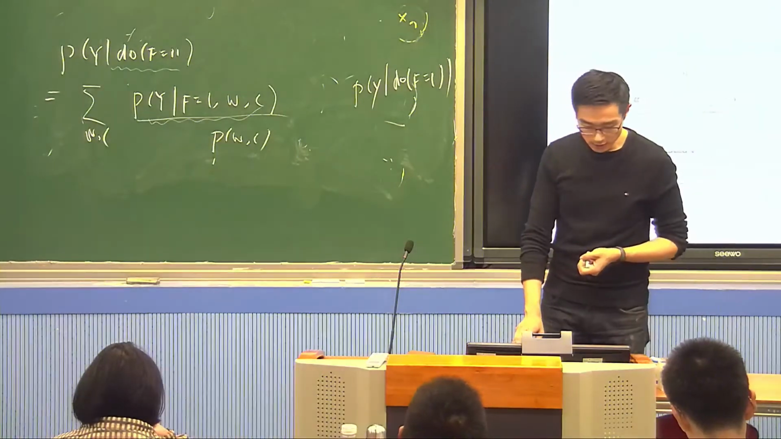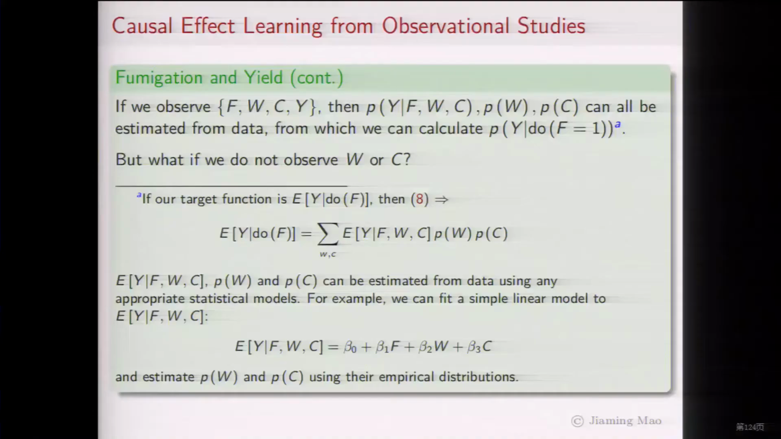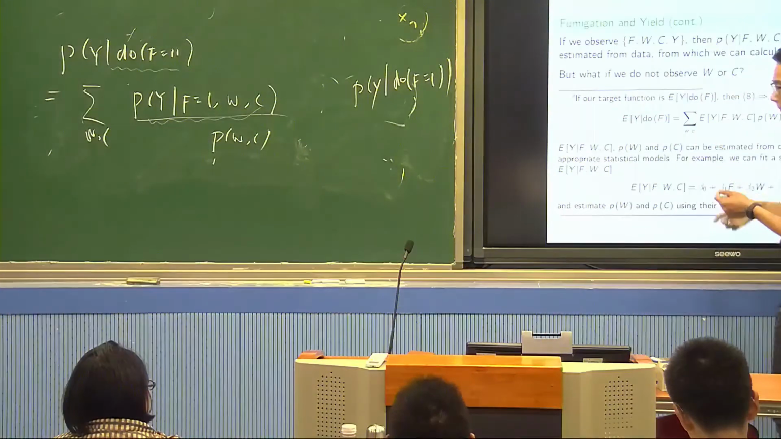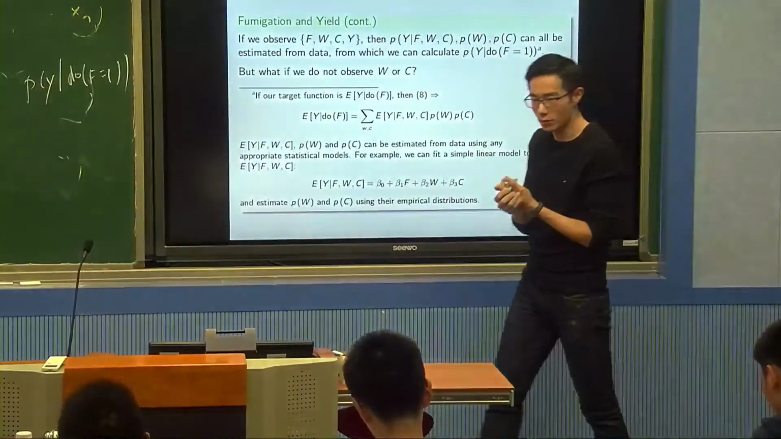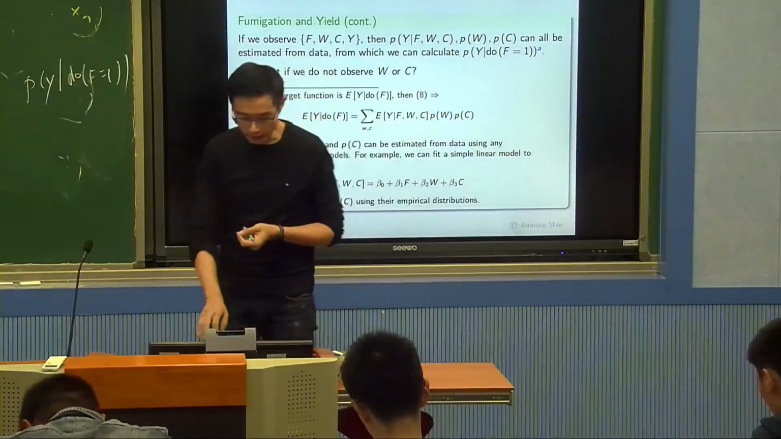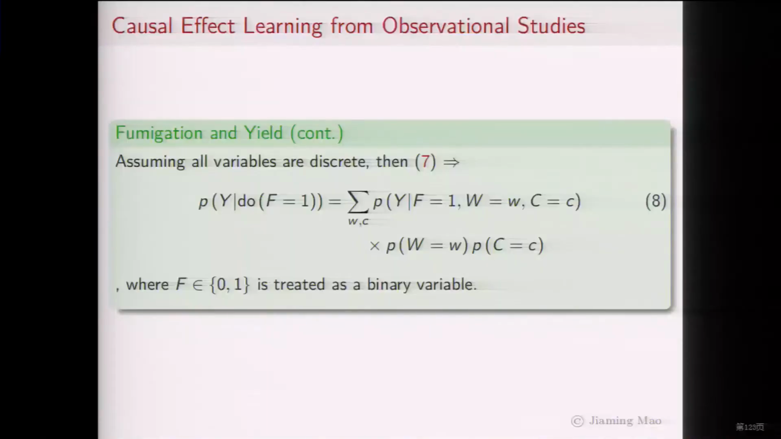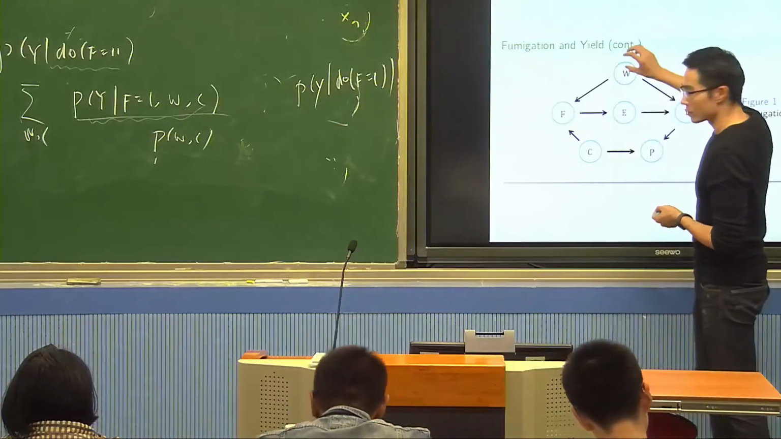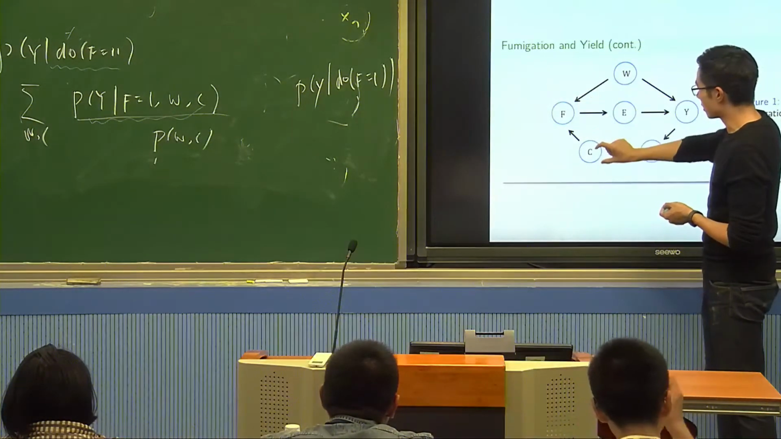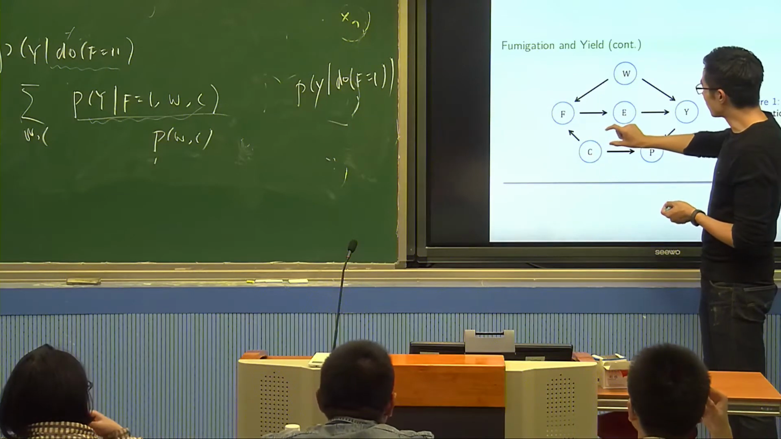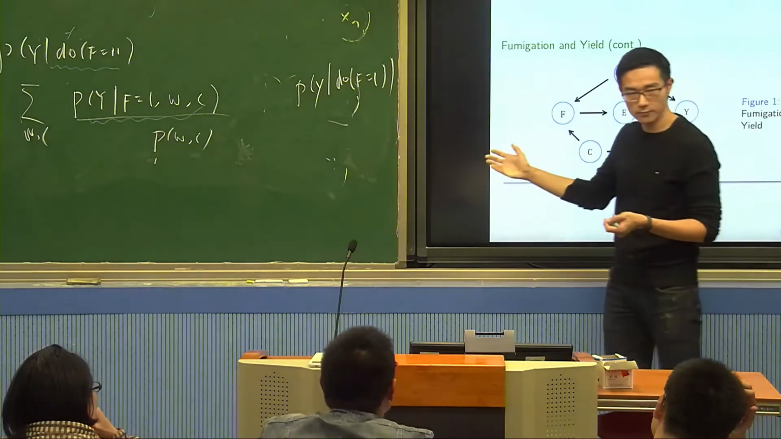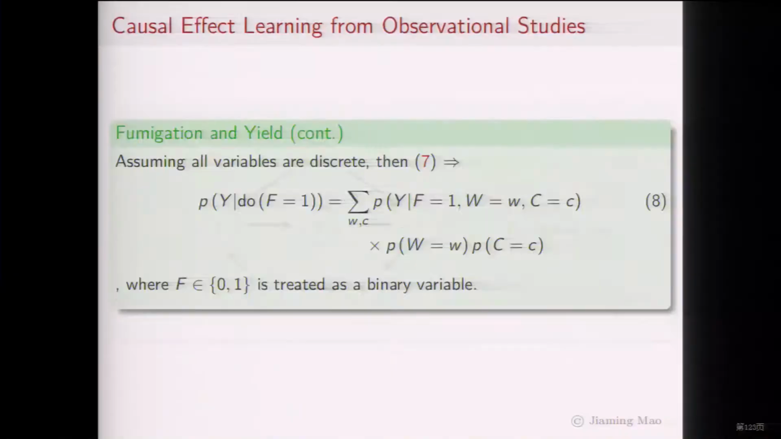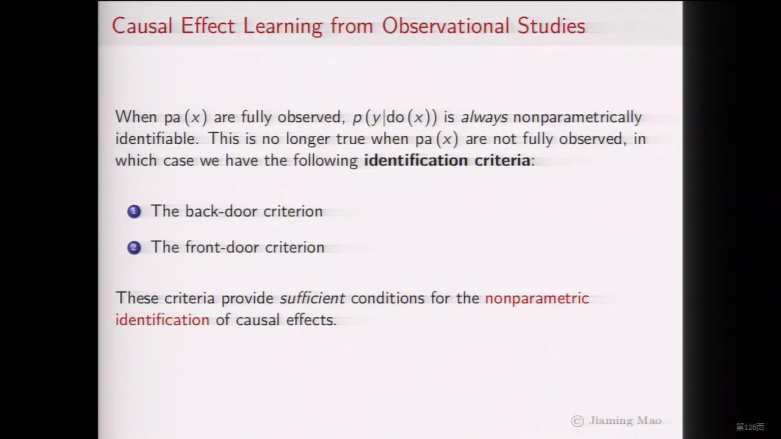All right. Now the problem is, what if we do not observe W and C? What if I do not see any parents? Here, F is directly caused by W, and F is caused by C. What if W or C, we do not see them? In that case, how do we actually get the causal effect? Now, that's actually a more interesting question.